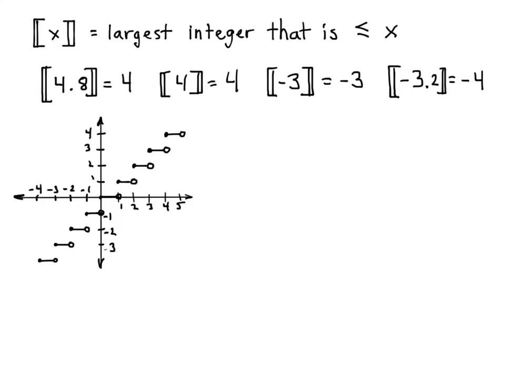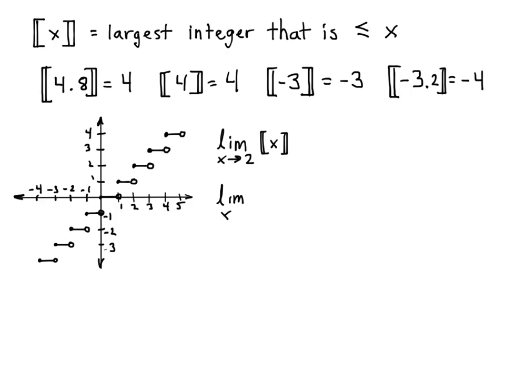So if we look at a particular value in here, we see that if x equals 3, then that function equals 3. If it equals 3.5, it still equals 3 until we get to 4. And then if it actually equals 4, then the function equals 4. If it's very, very close to 4, it still equals 3. So it makes this kind of stair step.